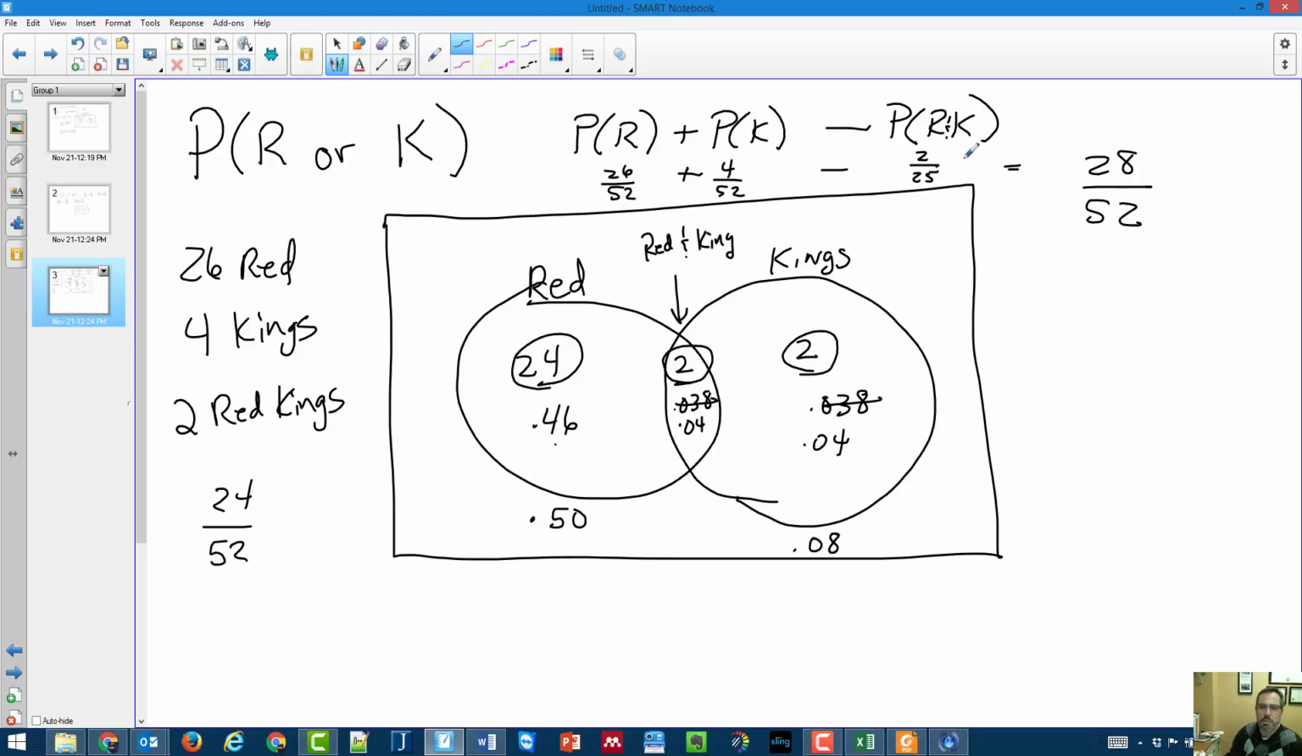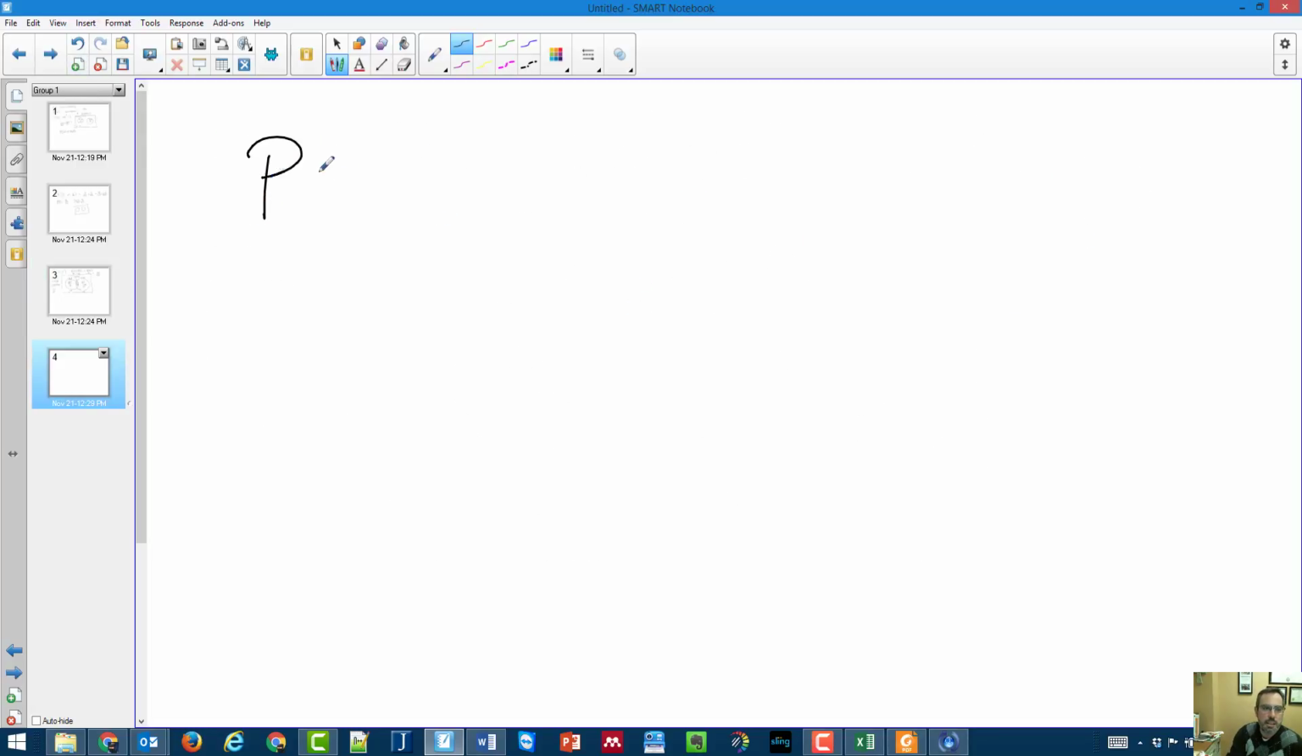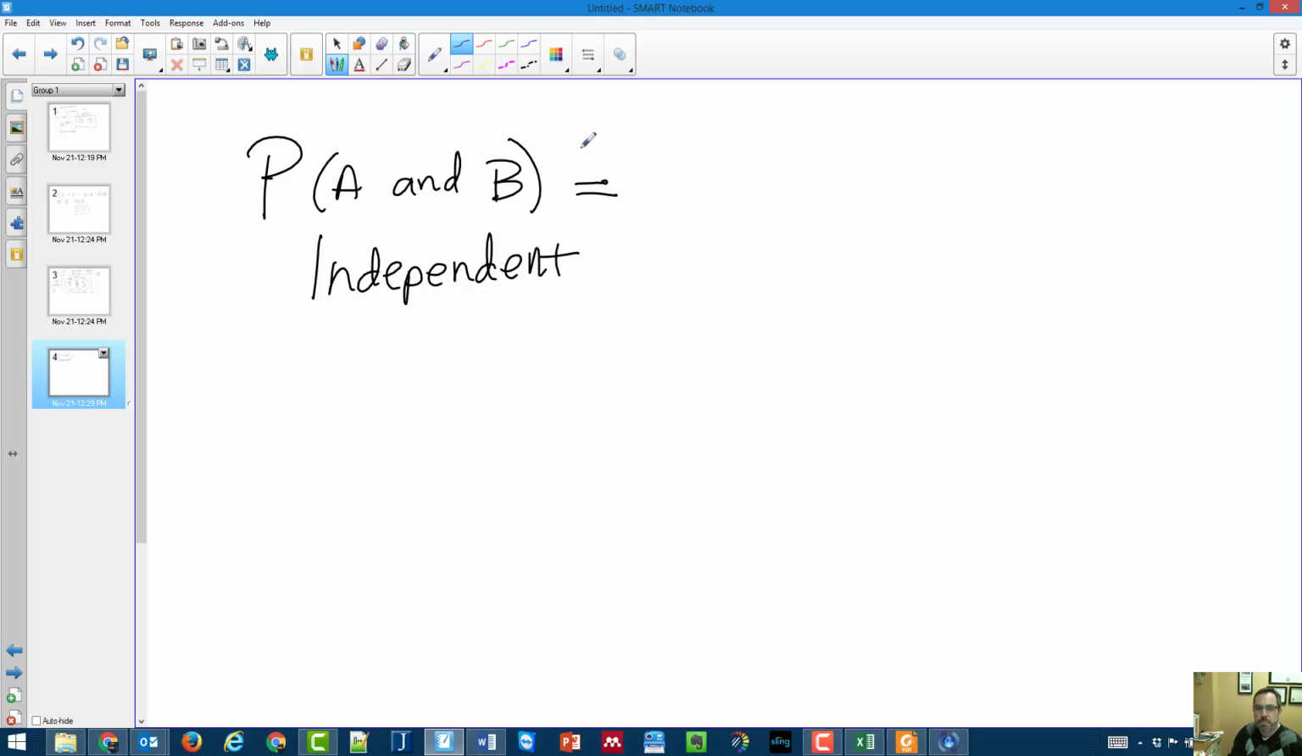Now, one of the things we should note is when you have this idea of probability of A and B, there are two types of events that you can have. If these events are independent, then the probability of A and B is found by just taking the probability of A times the probability of B. All right. Independent means that one result has absolutely no influence on the other result.